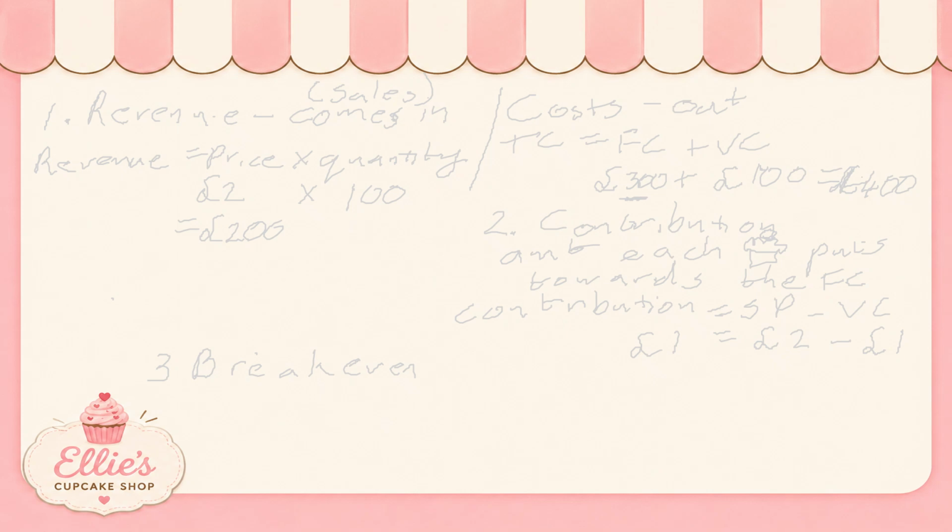So the first £300 of contribution will cover Ellie's fixed costs. Where's her fixed costs? Over here. It'll cover this. Can you see that? It's going to cover her fixed costs. After that, any additional contribution then goes towards profit. And this is why it becomes so useful. It helps us work out break even.